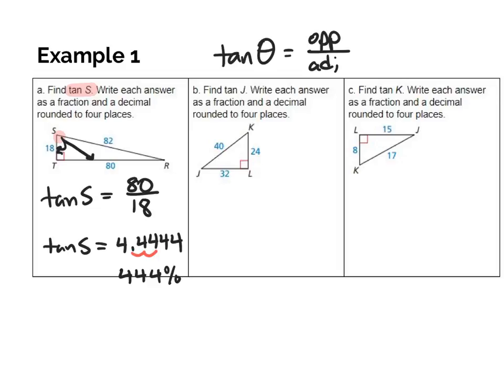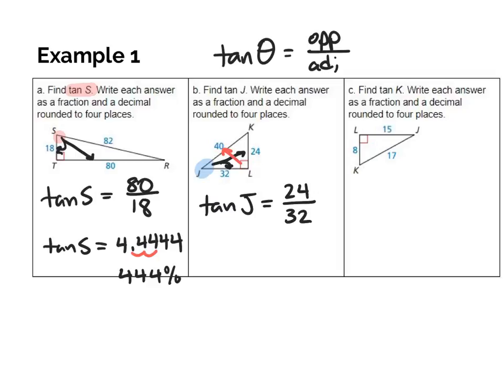We're going to find the tangent of J here. So J is this angle down here. Tangent is going to relate the opposite to the adjacent. So the opposite side would be 24. The adjacent side is going to be 32. And again, it's not going to be 40 because 40 is the hypotenuse across from that 90 degrees. So the tangent of J, J being that angle, is going to equal the ratio of 24, which is the opposite side, to the adjacent side, which is 32.